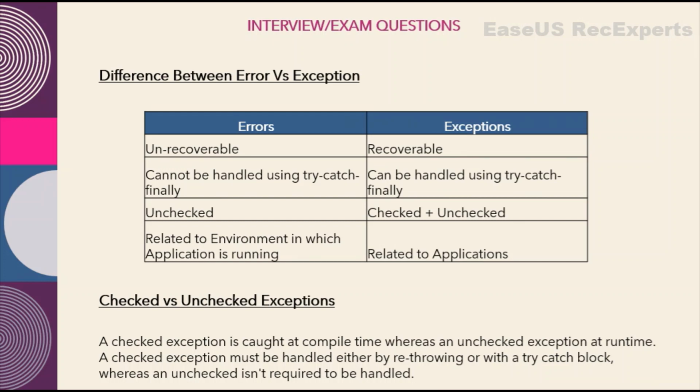What are checked and unchecked exceptions? We have already seen and discussed this in our previous video. A checked exception is caught at compile time, whereas an unchecked exception is caught at runtime. A checked exception must be handled either by rethrowing it or by handling it using a try catch block. Whereas an unchecked exception isn't required to be handled because it will occur at runtime only.